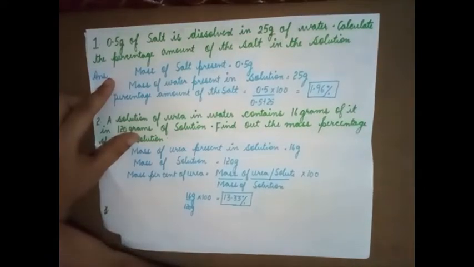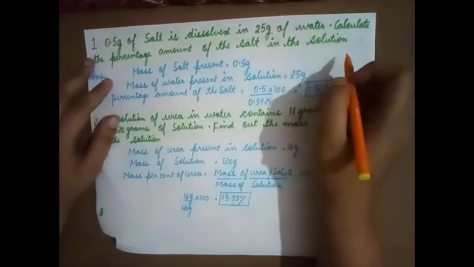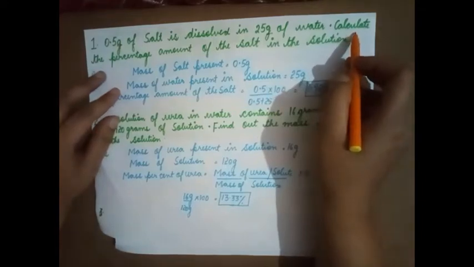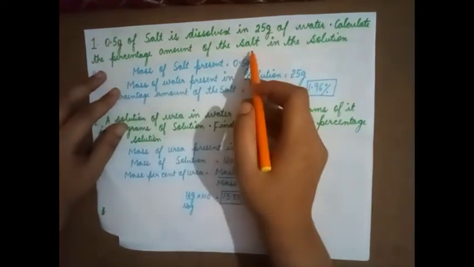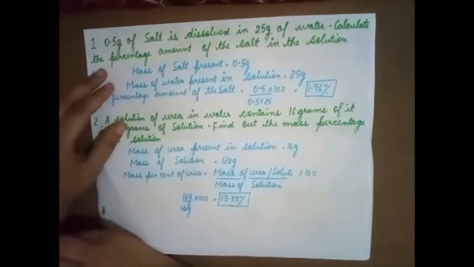This particular formula is what you are supposed to apply. That is, mass of solute divided by mass of solution into 100. Please remember this formula. It is very important. What are you supposed to calculate? Calculate the percentage amount of salt in the solution. They are asking you to find out the percentage amount of the salt.